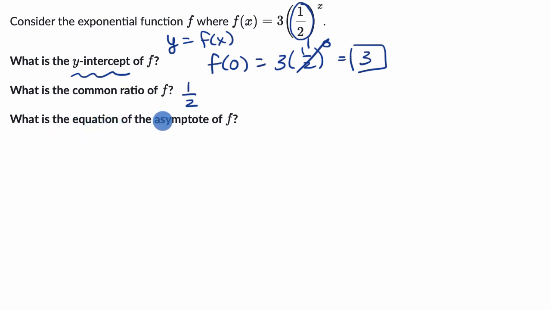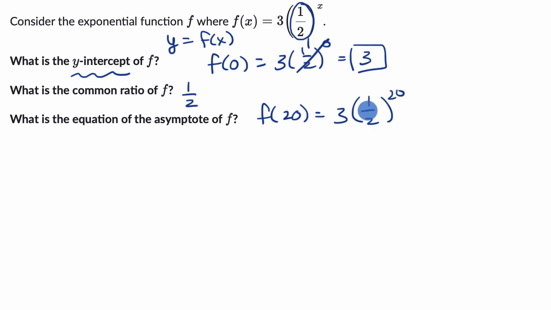Now, what is the equation of the asymptote of f? One way to think about an asymptote is, does f approach but not quite reach some value as x gets very large, or as x becomes very, very negative? So let's think about this scenario. If x becomes very positive, say if I were to take f of 20, that's 3 times 1/2 to the 20th power.